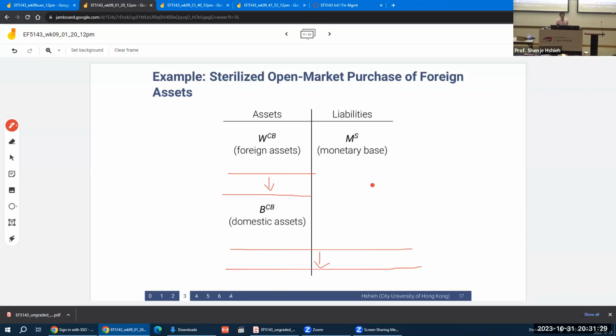But let's say I don't want to change the monetary base. So that means that I have to find some way to reduce the size of my domestic asset holdings, right? And so what that means verbally is that my foreign asset purchase is sterilized by a domestic asset sale, okay? Which means that keeps my monetary base constant.